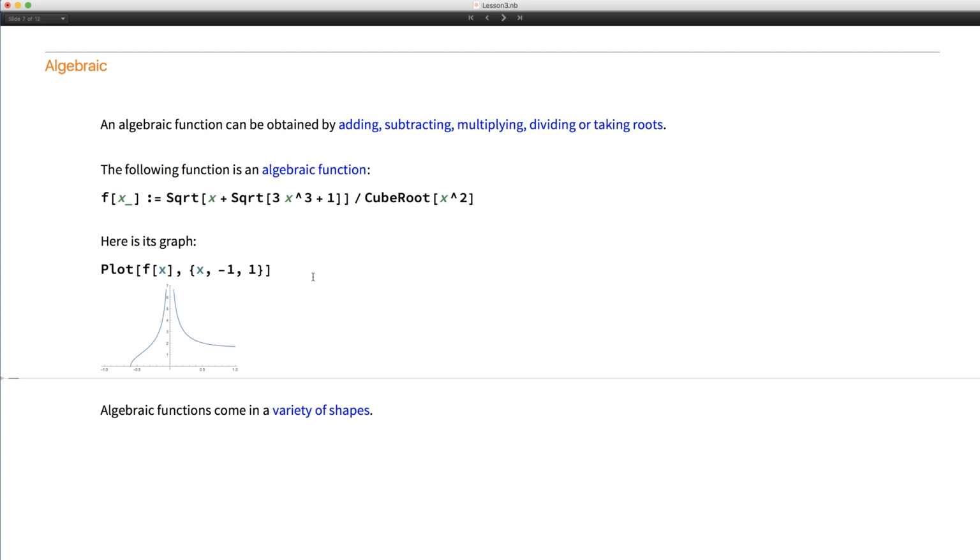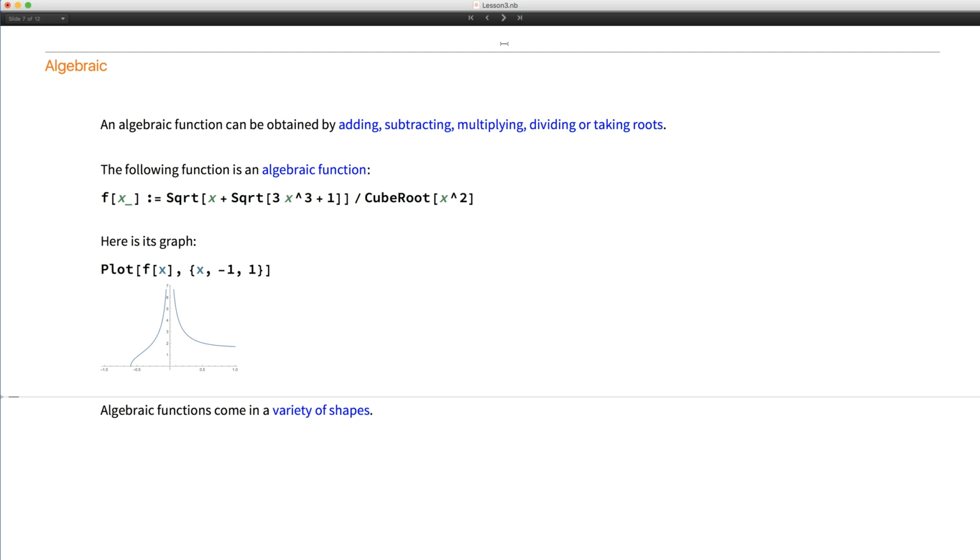There's an issue over here at 0 because of the denominator, and then the function may not be defined on certain parts. The domain is rather small typically, and these algebraic functions come in a variety of shapes. And although they are interesting, they are somewhat less easy to work with, and we probably will not use them a lot at the start.